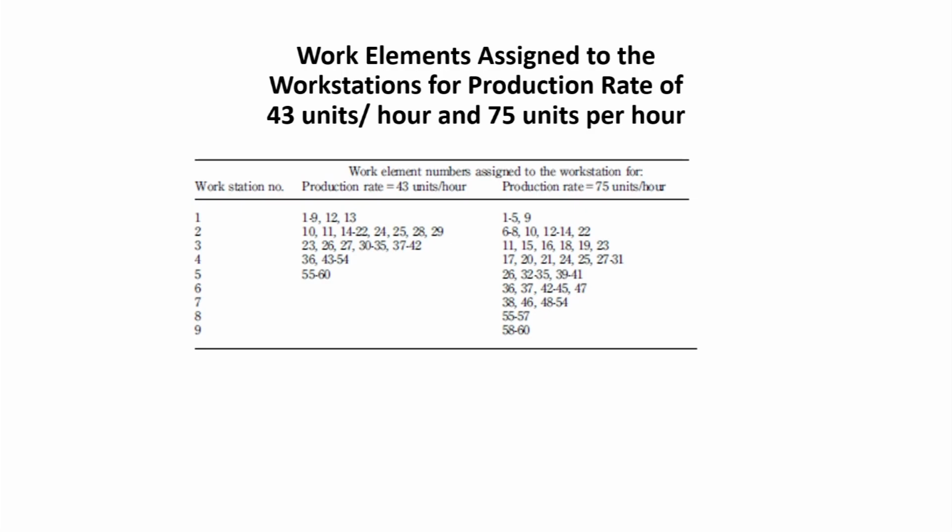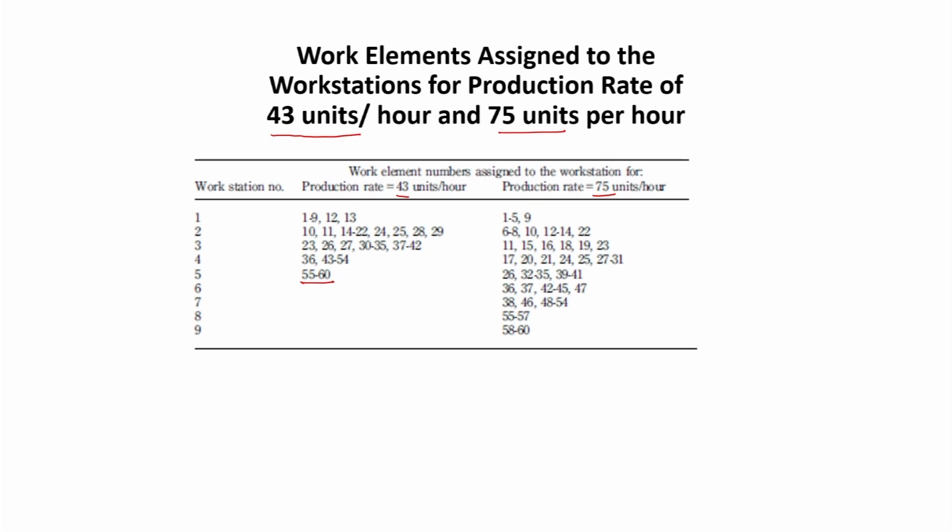Now, friends, here we are taking two extreme situations. One is a production rate of 43 units per hour, another is 75 units per hour, and we found how the elements are getting distributed. 5 workstations are required for 43 units per hour and 9 workstations are required for 75 units per hour. You can see how the distribution of these 60 elements keeps on changing with respect to the production rate requirement.